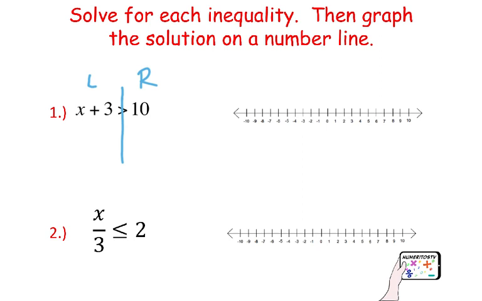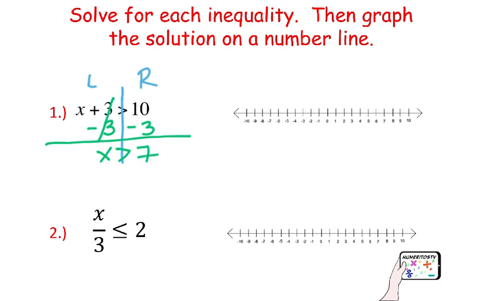Well, using inverse operations. If I want to get rid of that 3 that is adding to my x, I need to subtract 3. That will be the inverse operation of addition. And that will cancel that out. But to balance the inequality, whatever operation you do to the left, don't forget to do it to the right also. So I need to do 10 minus 3 on the other side.